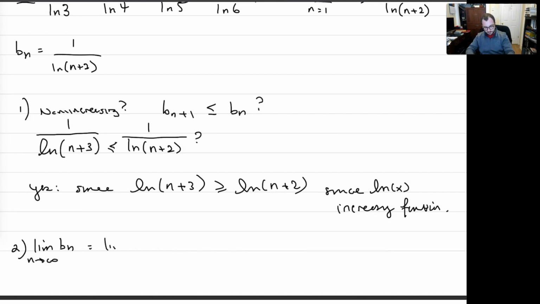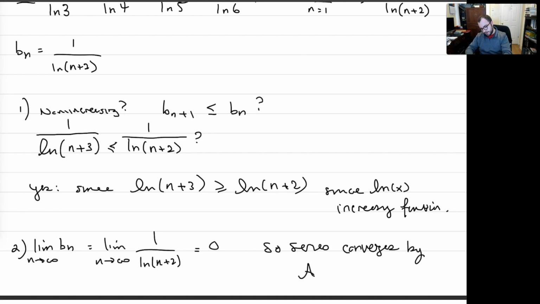Well, that's the limit as n goes to infinity of 1 over ln of n plus 2, which is 0, since lns go to infinity as n goes to infinity. So the series converges by the alternating series test. So I've just checked. I said, hey, look, it's non-increasing. In fact, it's a strictly decreasing function again. And the terms go to 0, so it converges.